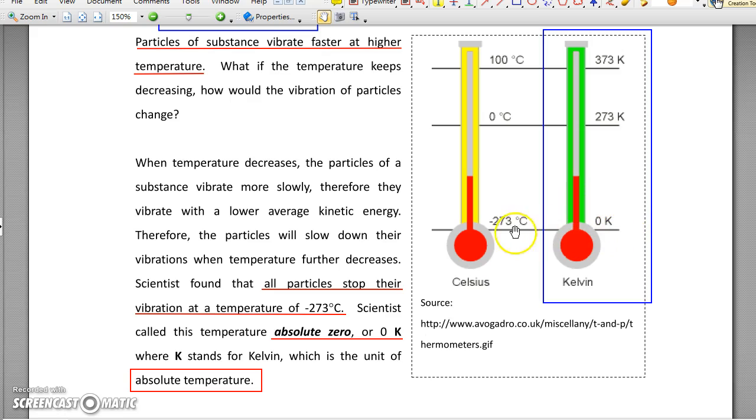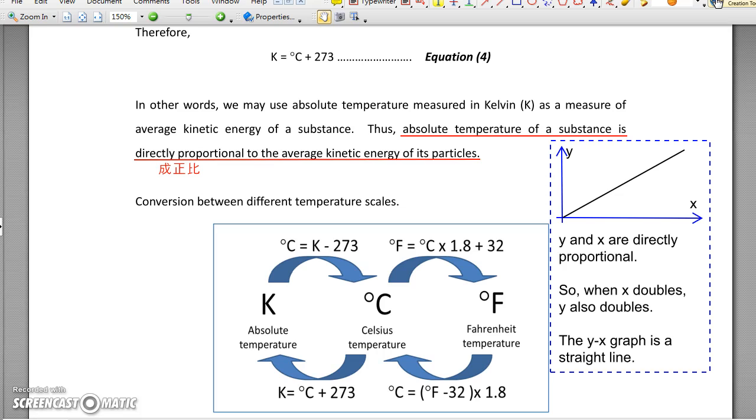Starting from 0 K at negative 273 degrees Celsius, and then at 0 degrees Celsius we call it 273 K, and so on. Using this new temperature scale, we may find that the absolute temperature is directly proportional to the kinetic energy of particles. What does directly proportional mean? It means that when the absolute temperature doubles, the average kinetic energy of particles also doubles.